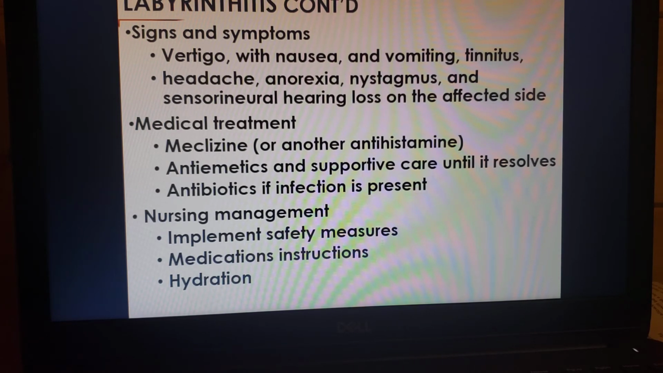Our nursing responsibilities include implementing safety measures. Again, we're dealing with the inner ear, we're dealing with patients experiencing vertigo, and it puts them at risk for falling and getting injured. So be sure you're implementing your safety precautions and giving the patient's medications as ordered and making sure the patient stays hydrated. The last thing we want is for the patient to become dehydrated. Nausea and vomiting can increase as a result of that. So we want to make sure the patient is hydrated.